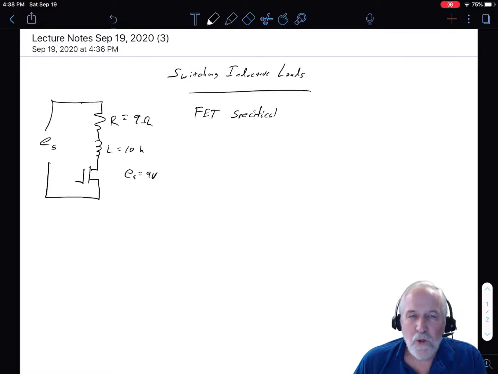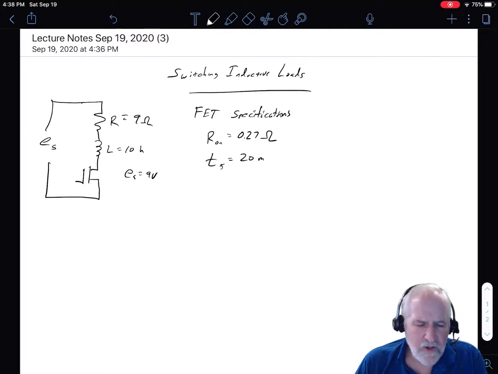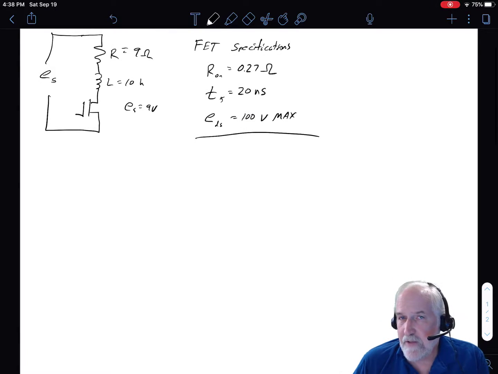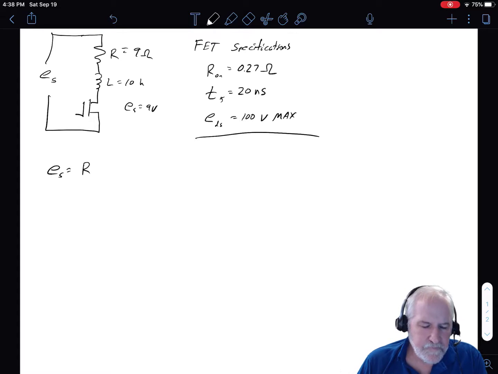So we can look into the FET data sheet, and this is the IRF520, a very common N-channel FET. We can see that the resistance it shows while it's on is a fraction of an ohm, 0.27 ohms. The fall time, in other words the time it takes to turn off, is 20 nanoseconds, that's 20 times 10 to the minus ninth seconds. And the maximum voltage it can sustain between the drain and the source is 100 volts. If it gets above that, bad things can happen and you can destroy the FET. So we're going to use all three of these specifications in our analysis.